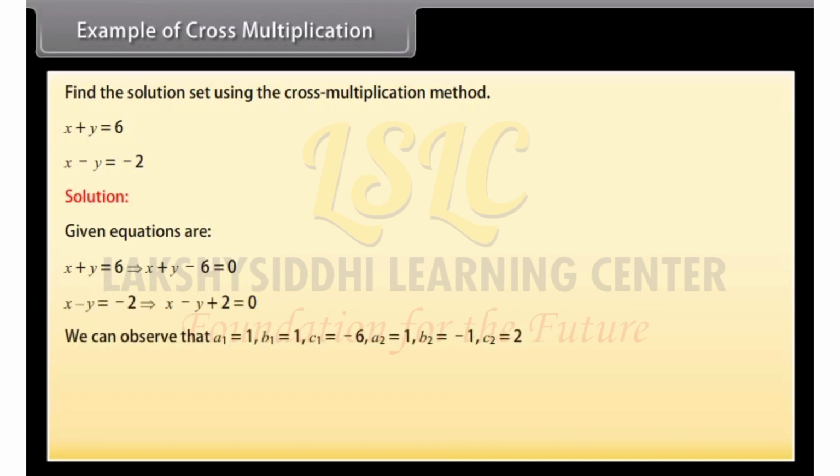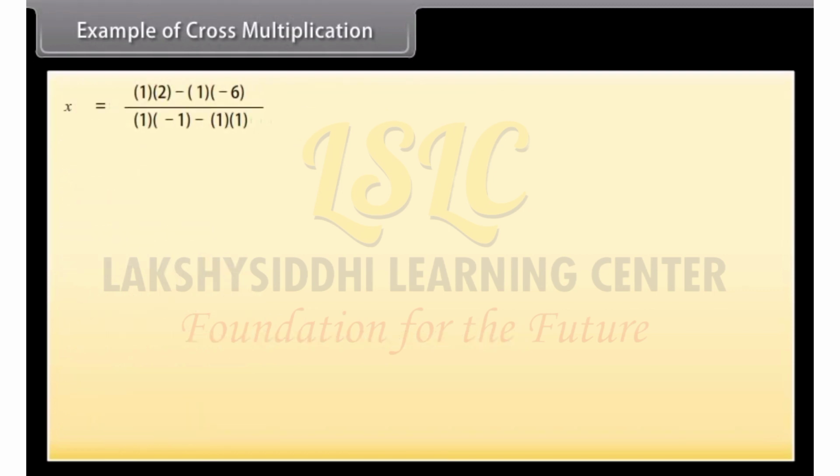We can observe that a1 is equal to 1, b1 is equal to 1, c1 is equal to minus 6, a2 is equal to 1, b2 is equal to minus 1, c2 is equal to 2. Solution x is given by x is equal to b1 c2 minus b2 c1 upon a1 b2 minus a2 b1. Now by substituting the values we get x is equal to 1 into 2 minus minus 1 into minus 6 upon 1 into minus 1 minus 1 into 1. By calculating we get x is equal to 2.